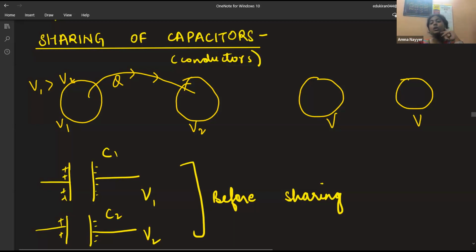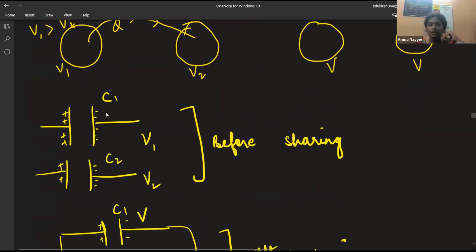Suppose two capacitors are connected. This is capacitor one with capacitance C1, potential V1. Capacitor two with capacitance C2, potential V2. Sharing means you are connecting them. You can connect them directly, or with the help of wires, charging by conduction, which we have also studied in the first lesson. These are all the cases before sharing, meaning right now the capacitors have not been connected, so you have individual values of everything.